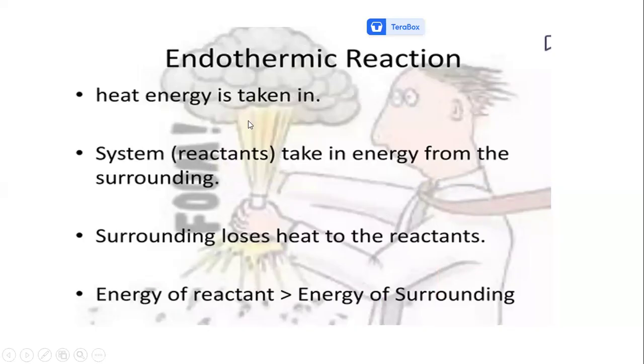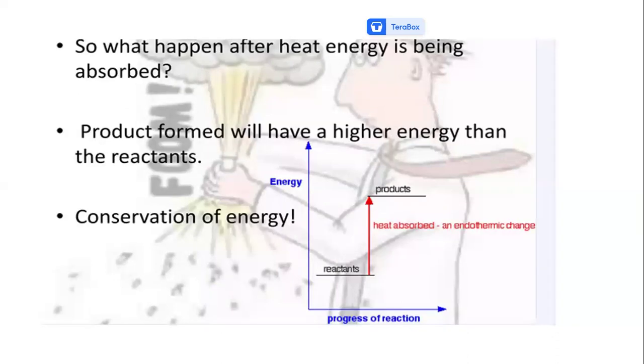Endothermic reaction: heat energy is taken into the system. Reactants take energy from the surroundings. The surroundings lose heat to the reactants. Energy of the surroundings is greater than the energy of the reactants. So what happens after heat energy is absorbed? Products formed will have a higher energy than the reactants. Conservation of energy.